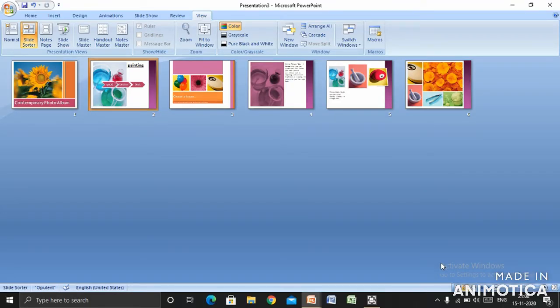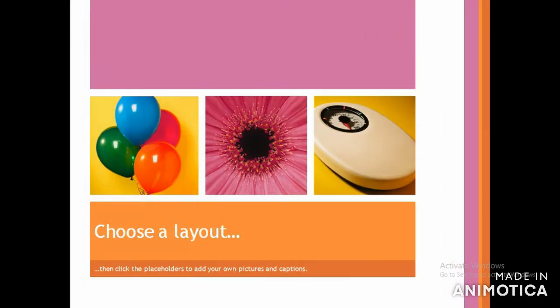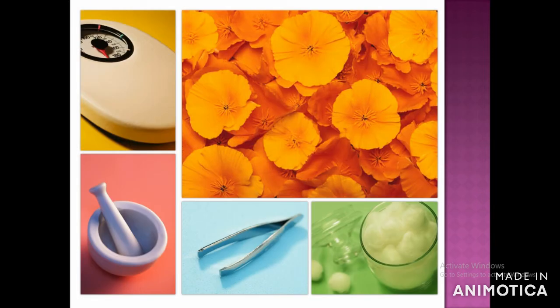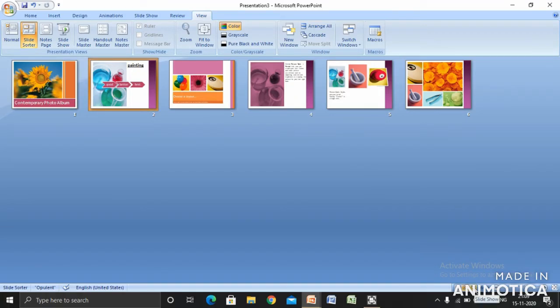Another method is that you can go to the status bar. On the status bar, you will get the normal view, the slide sorter view and the slide show view. So you can click on the slide show view. This way you can have a look at the slide show view. So the first method is pressing the F5 key. The second method is the status bar.